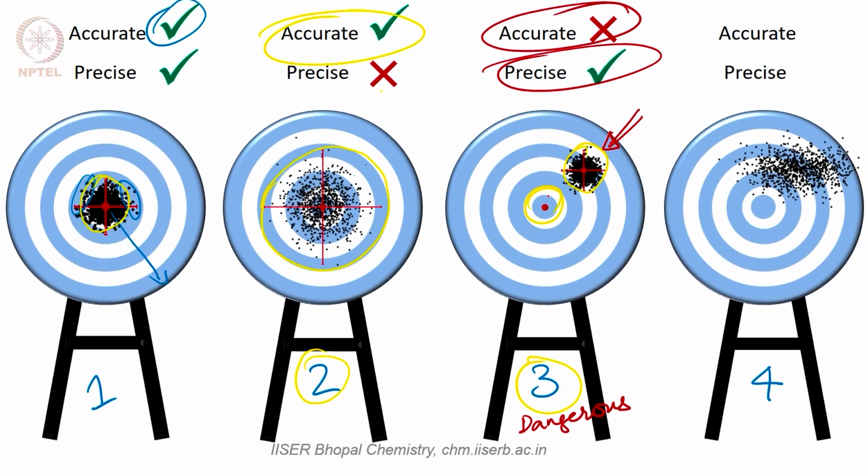On the other hand, let us see the fourth case. In the fourth case, you see that the archer is neither precise nor accurate. The accuracy and precision are both poor, because the average falls away from the true value, meaning that you have poor accuracy, and the precision is extremely poor, even poorer than what you see here, because the width of this is much higher than the width of this. So basically, this is the case where you are inaccurate and imprecise.